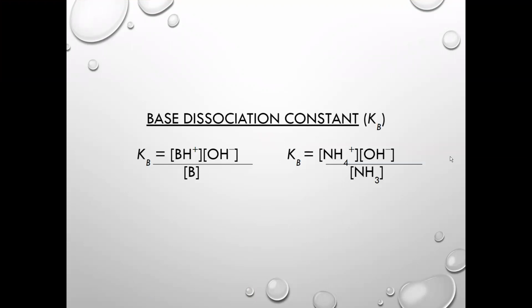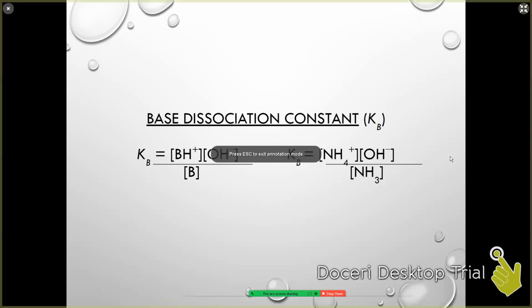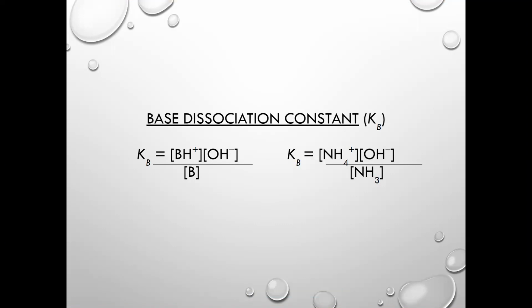All right. So the base dissociation constant, this is just set up, it's just coming from that equation that's on the bottom of the other page. You see it's very much like what we do with our acids. We still have our products on the top and our reactants on the bottom. So that's just like our acids.